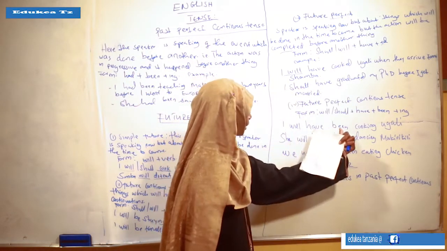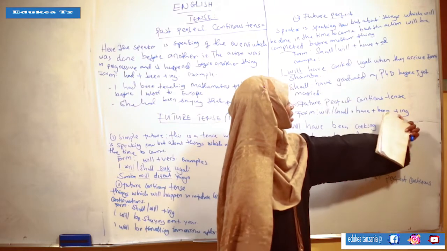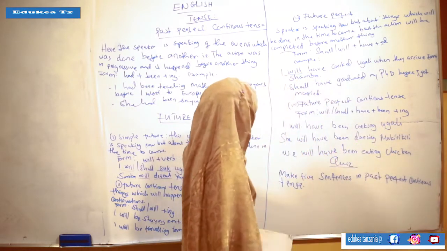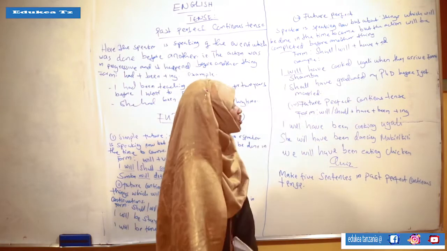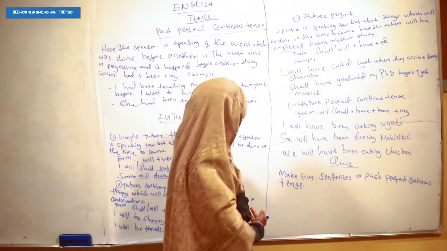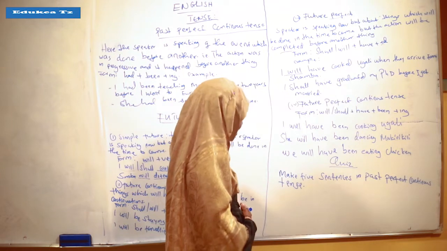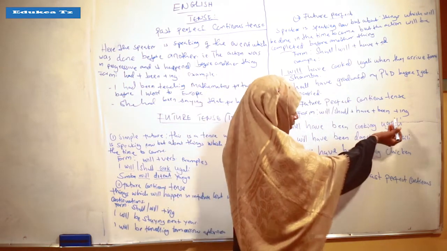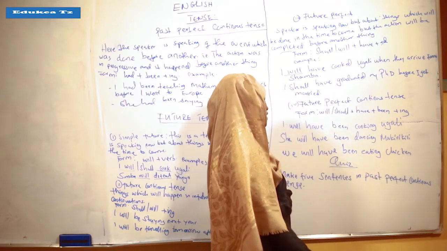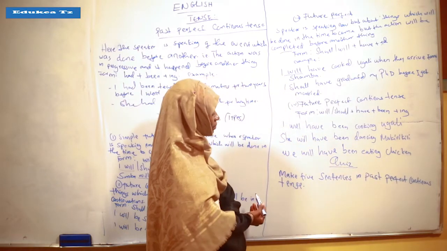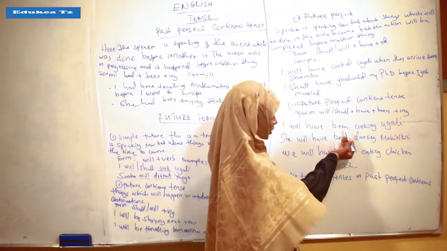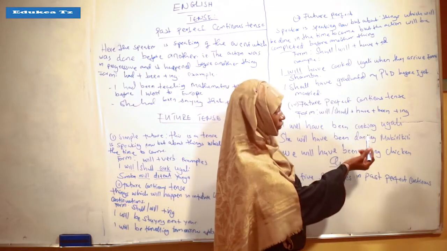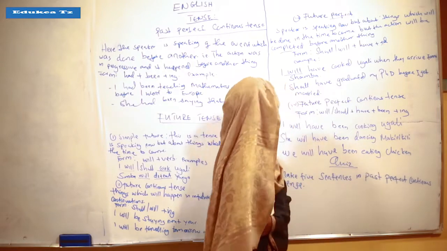Even the formula here differs only by the continuation mark, which makes it different from the future perfect. For example, let's take the form will or shall plus have plus been plus ing. For example, I will have been cooking ugali. I will have been cooking ugali.